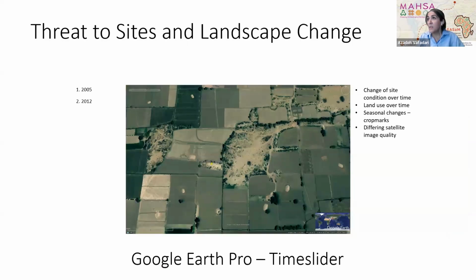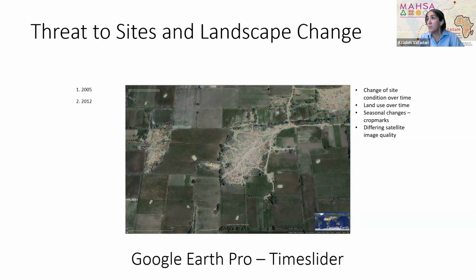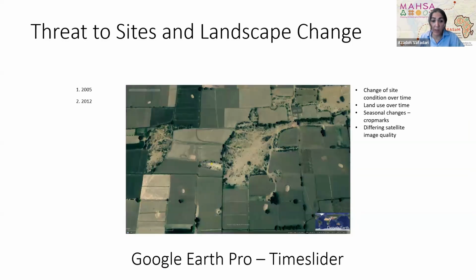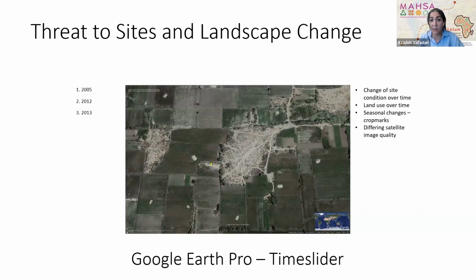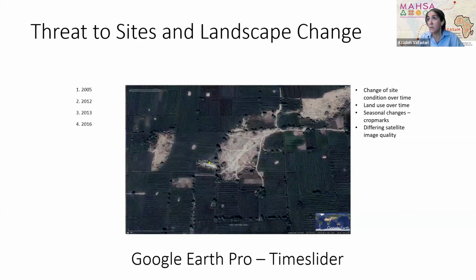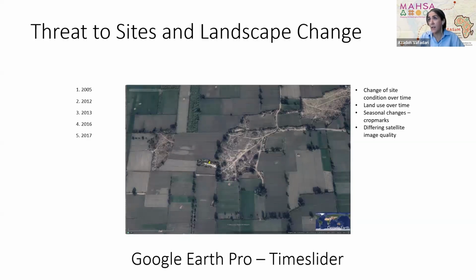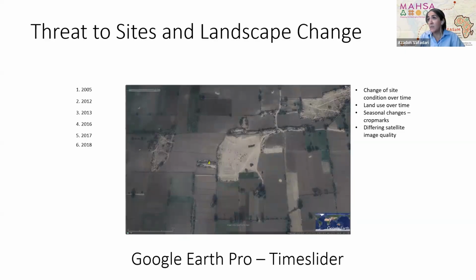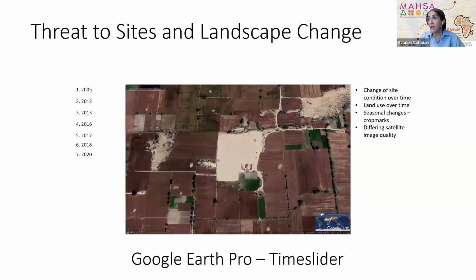This is another example to show you when a mound is identified from the maps, and then we combine it with satellite imagery. This goes through different years, 2013, 16, 17, and when it gets to 18, you can see that the mound was leveled to be used as agricultural land.